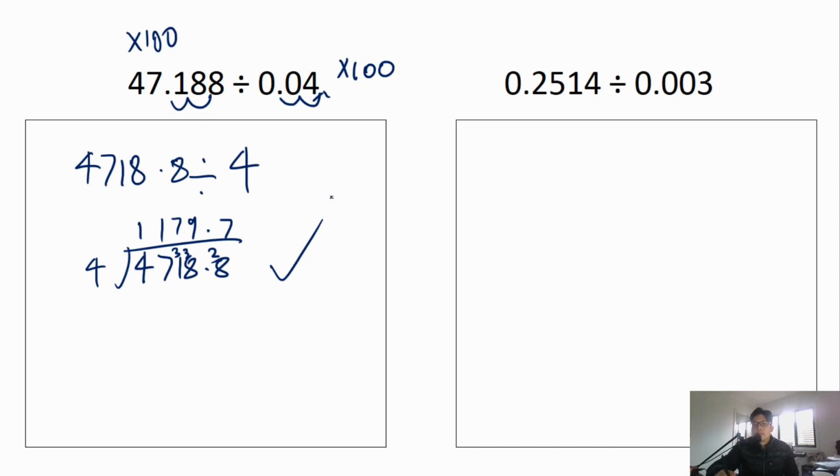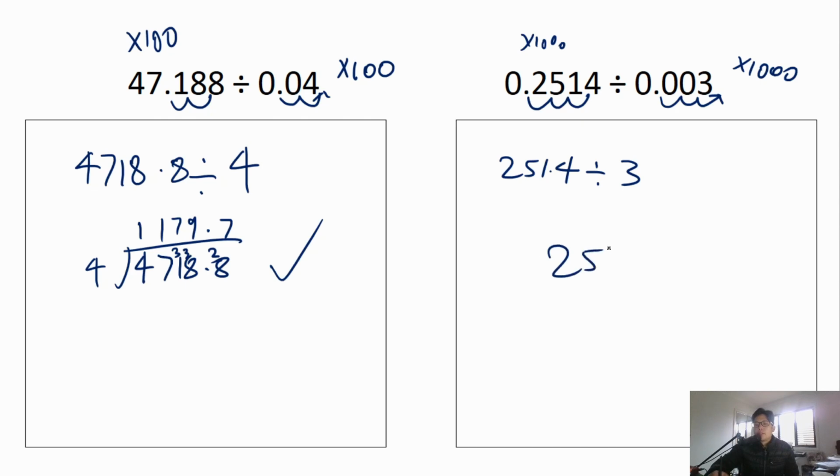Now moving on to the next one, we have 0.2514 divided by 0.003. Now we need to multiply that by 10, 100, 1,000. And that means we need to do that side as well. So that decimal point is brought down 3 places as well. So we have 251.4 divided by 3. Now let's do that down here. 251.4 divided by 3.